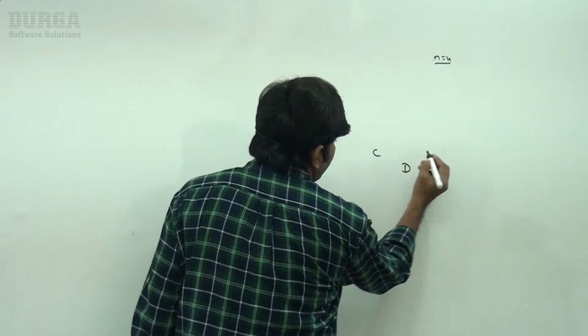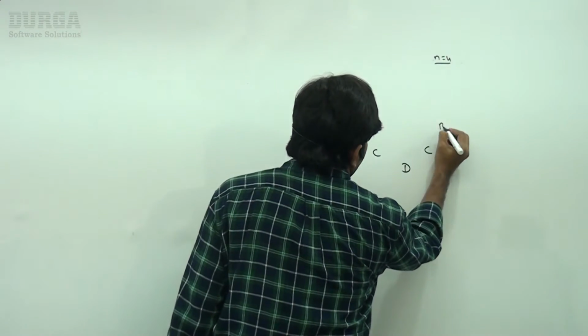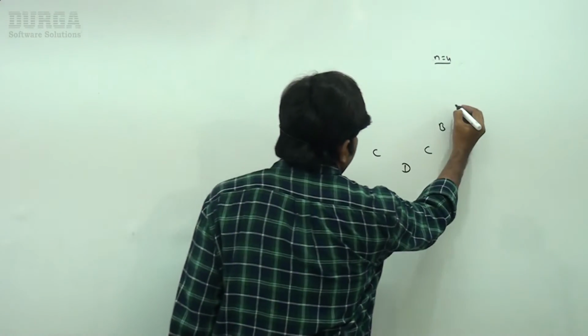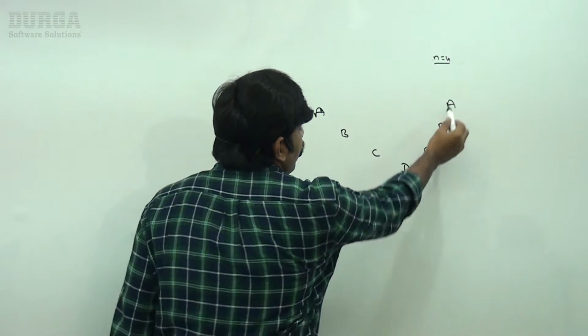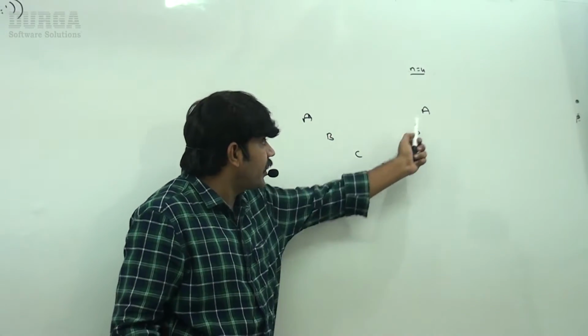What is the first one? D. Next C I'm taking. Next B I'm taking. Next A I'm taking. That's all. So this pattern, what is my expectation, bottom of hollow diamond pattern, right?